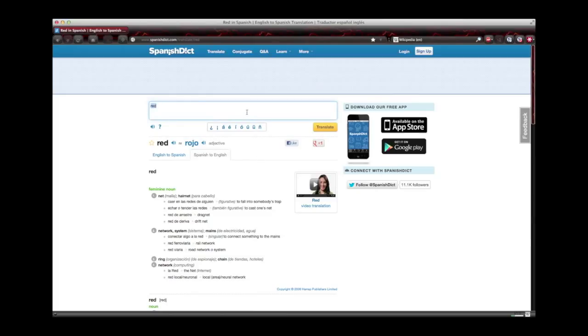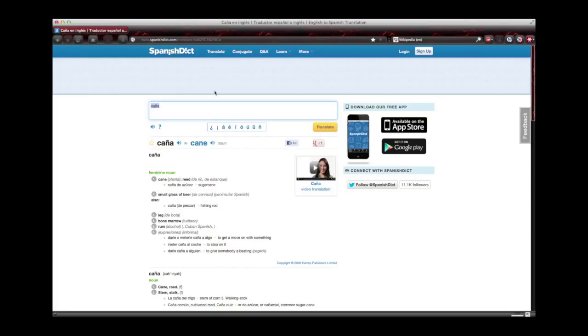Let's look up one more word. I want to demonstrate something else very quickly. Let's look up caña, which means cane in Spanish. Cane as in sugar cane. The other thing about this word is that it is a common colloquial expression in Spain to mean half a glass of beer, or a small glass of beer. You'll see that's the second definition here.